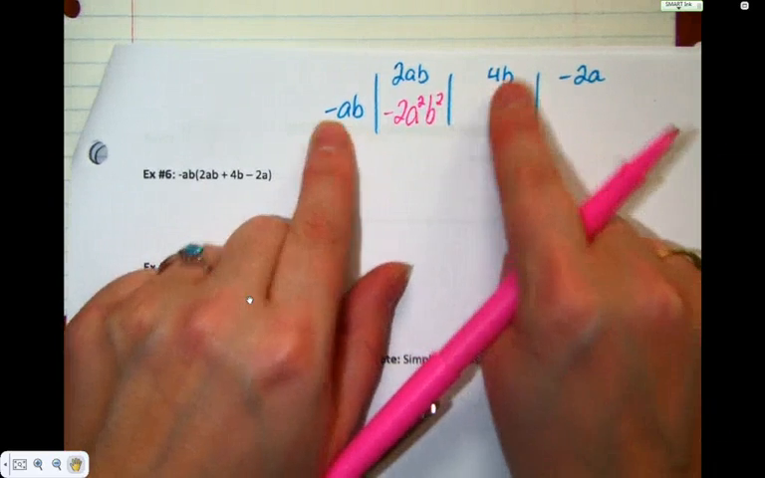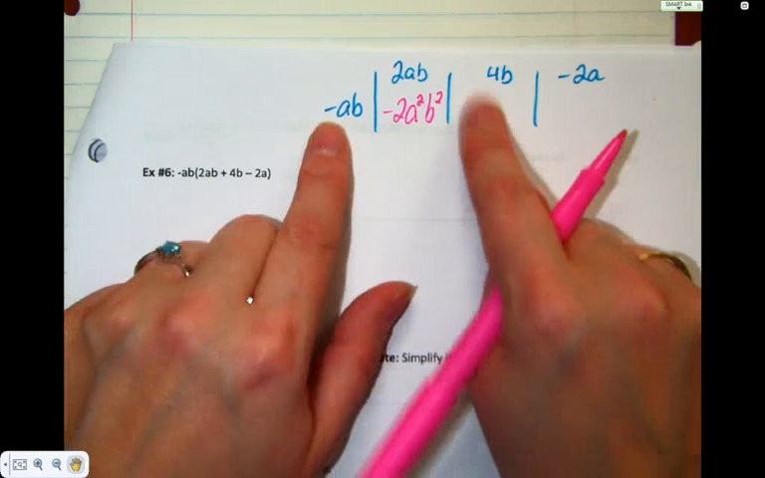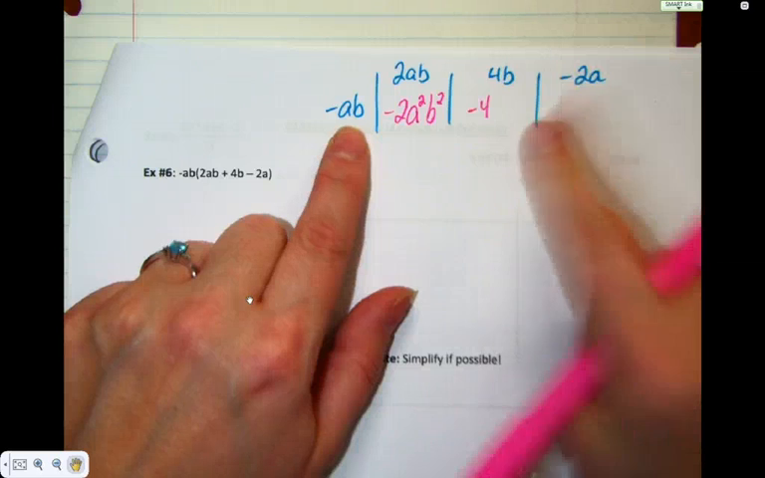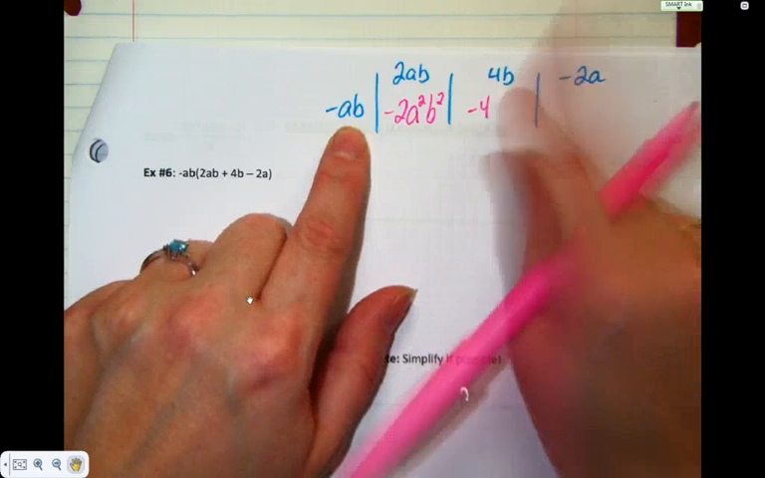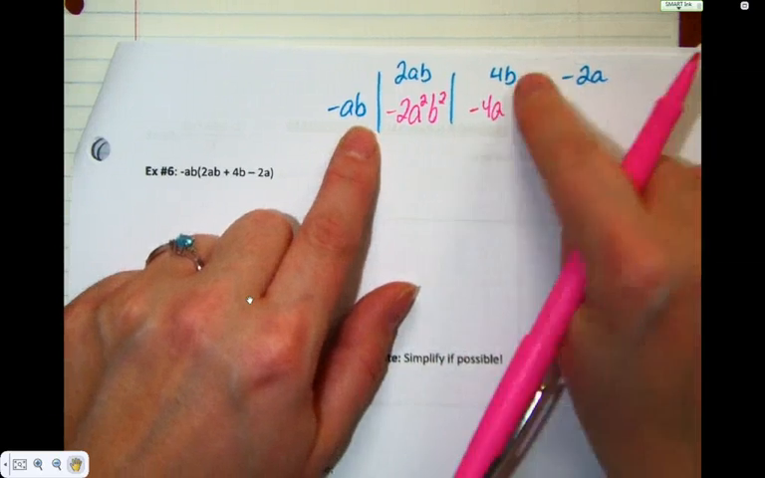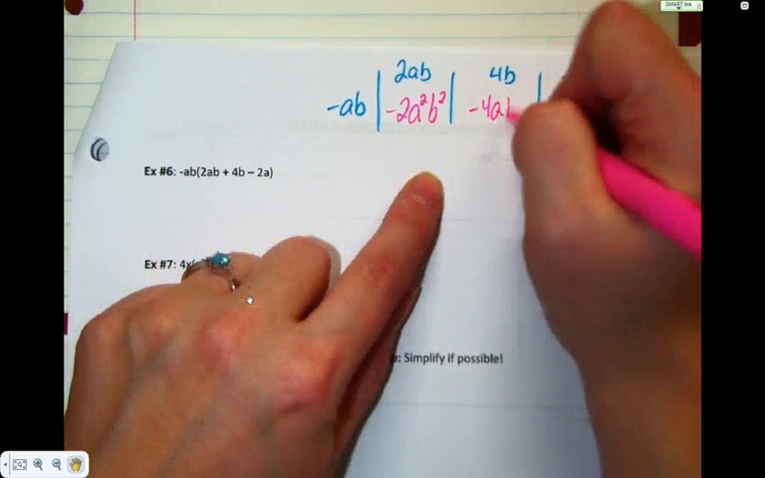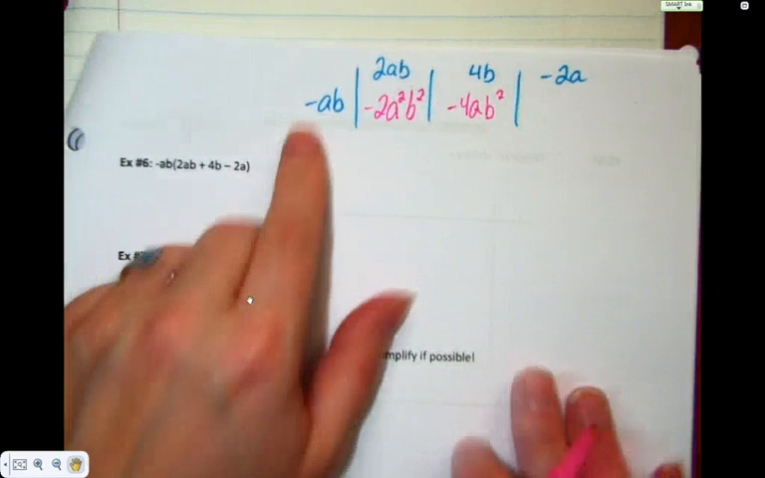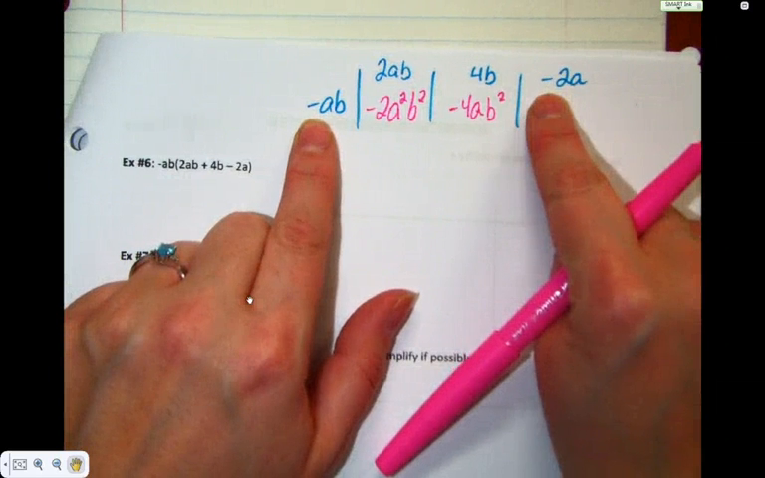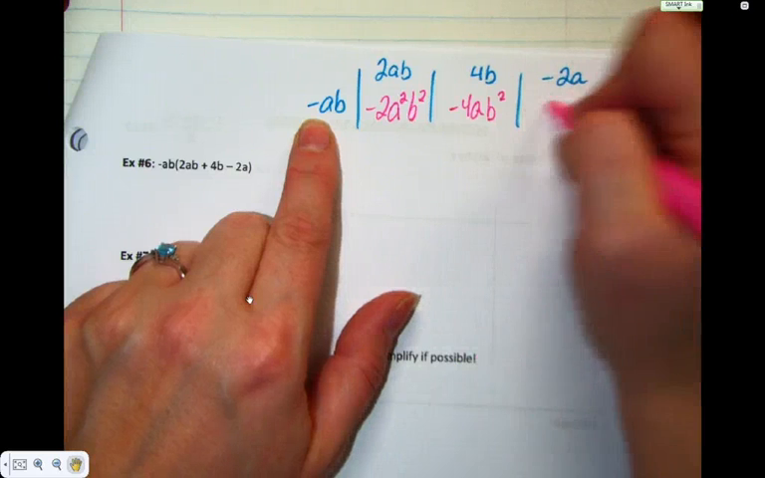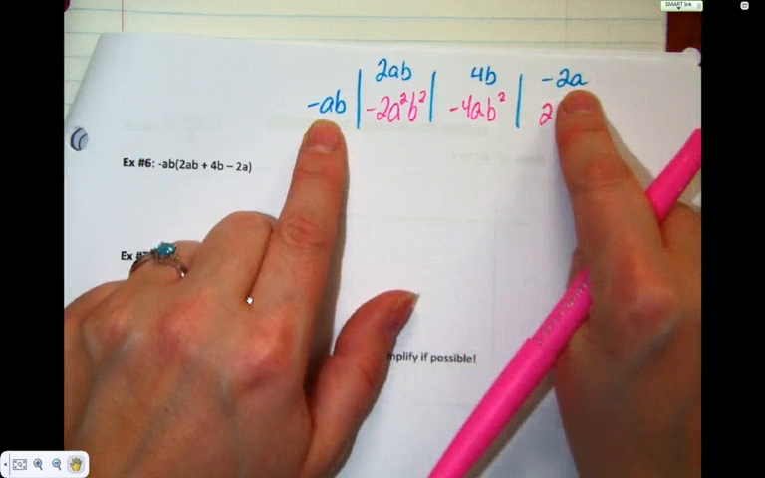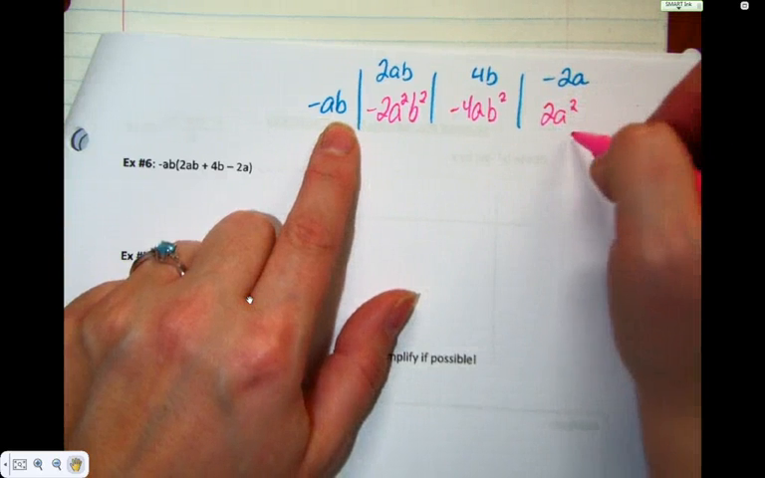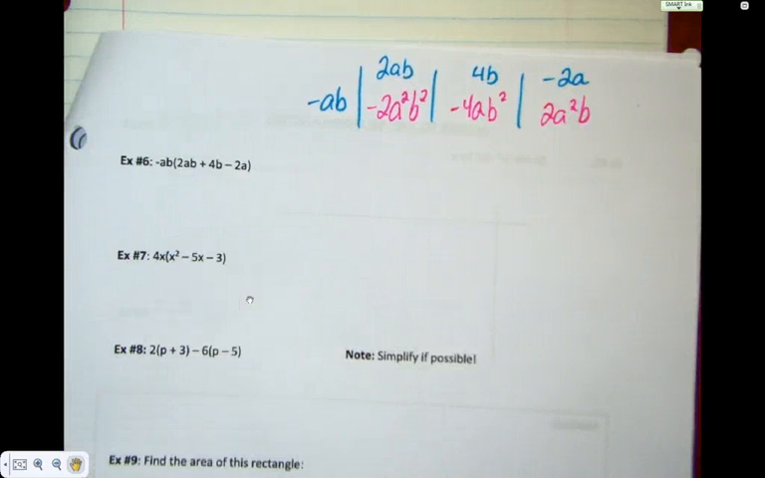Negative ab times 4b, so again, I'm just multiplying the intersection of them. So negative a times 4, negative 4. A times no other A, so he's just going to stay. B times B, B squared. Negative times negative 2, positive 2. A times A, a squared. What do I do with this B that's just kind of hanging around? Smush them on the end.